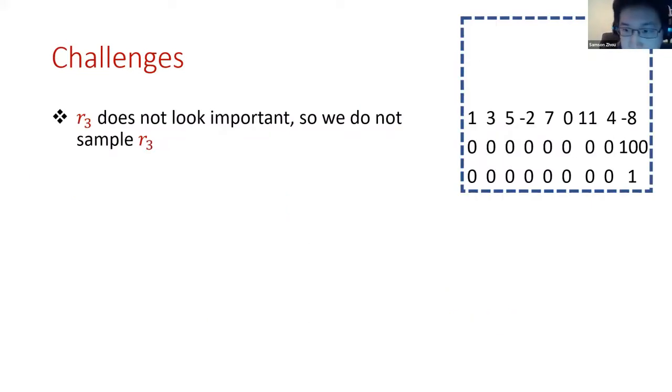For example, let's suppose that we see these first 3 rows. Let's suppose we sample the first row, and suppose we sample the second row. Now the third row looks like a carbon copy of the second row, but it's just much smaller in norm. So intuitively, it seems like the third row should be much less important than the second row. And let's assume for now that we choose not to sample the third row.